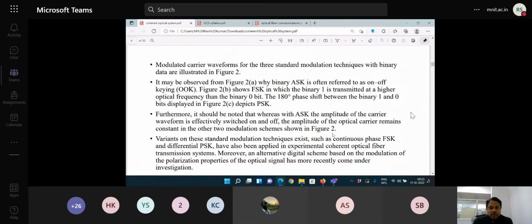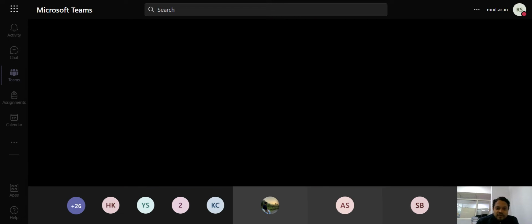Or there can also be a phase shift keying. So these are shown here as A, B, and C. The first one is amplitude shift keying. I believe you are already familiar with this. And the second one is frequency shift keying, where, depending on the bit to be transmitted, in the first case the amplitude is different, in the second case the frequency is different, and in the third case the phase is different. I believe you are already familiar with this.